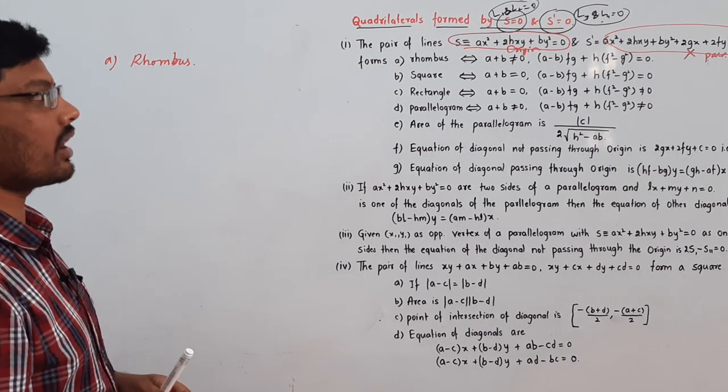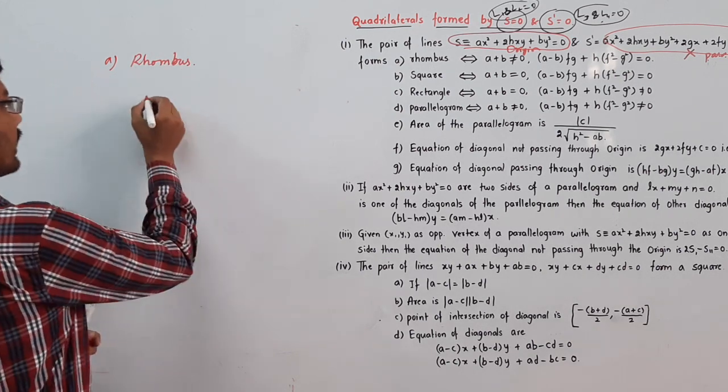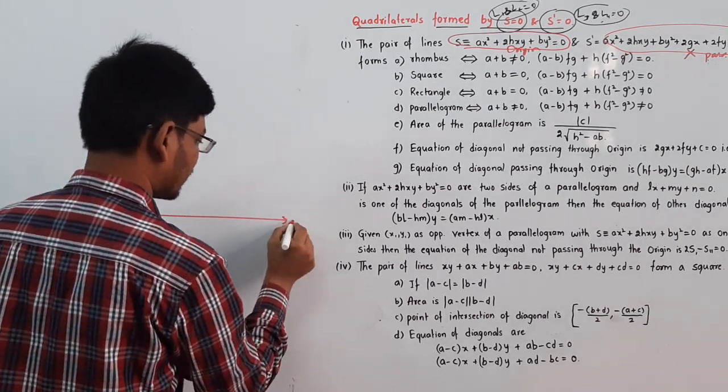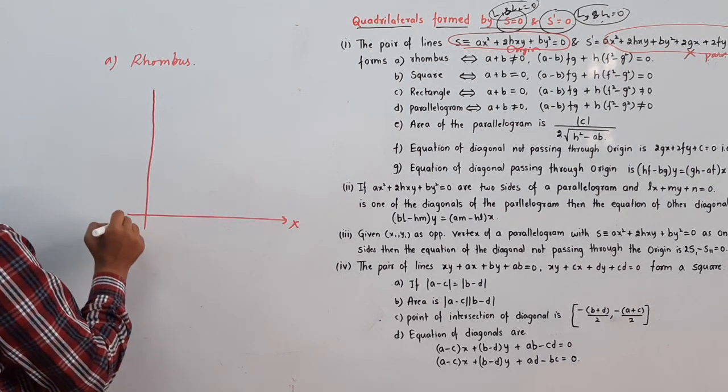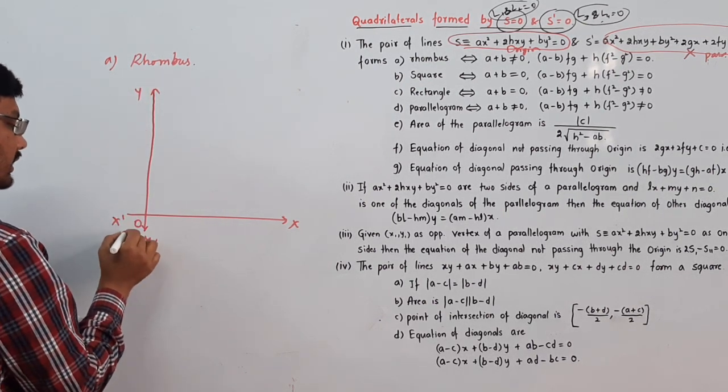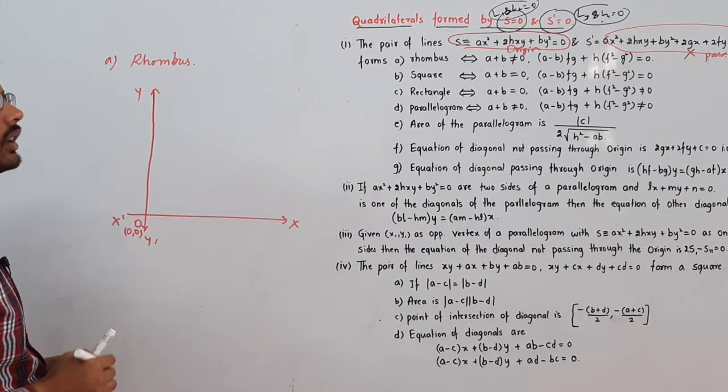The first one is rhombus here. So first of all, I am taking a diagram, that is x dash, and this is y and y dash. This is origin, that is 0 comma 0 here.